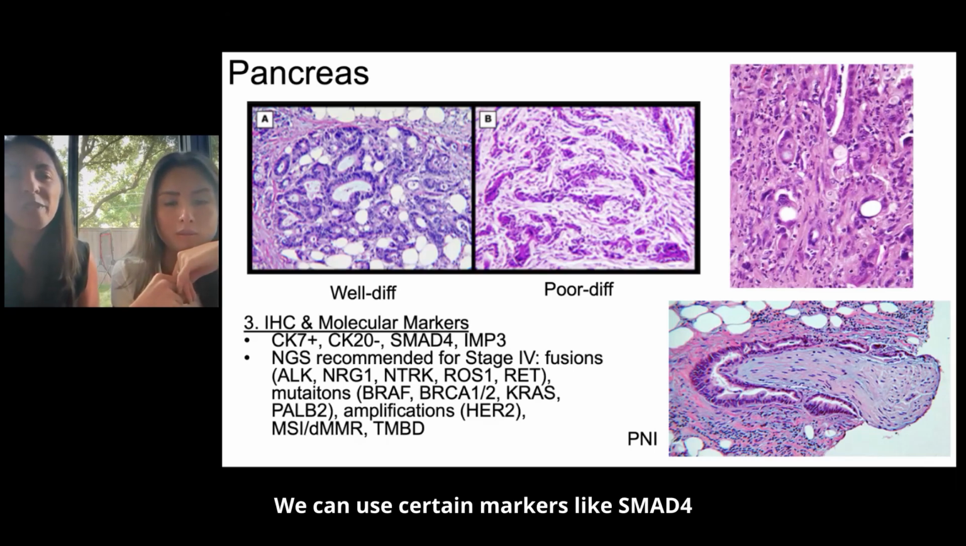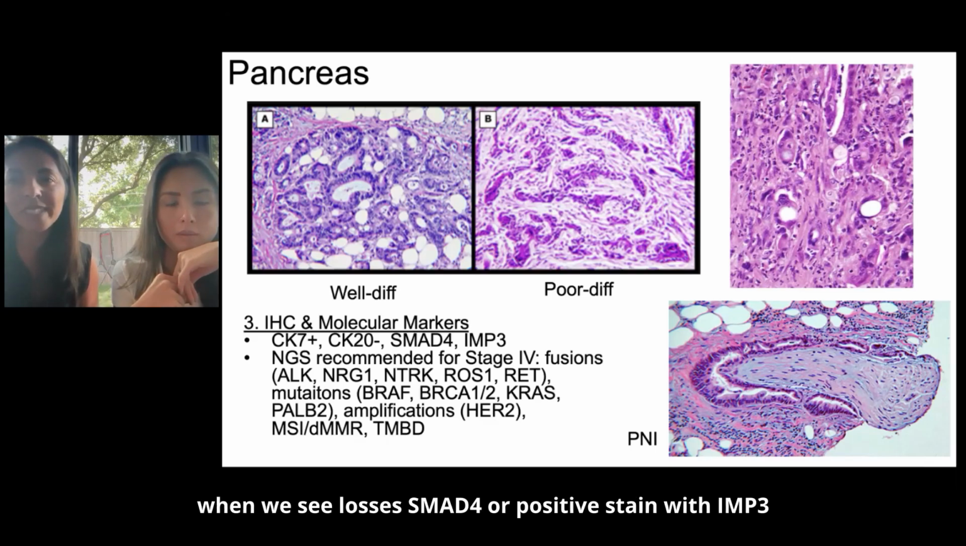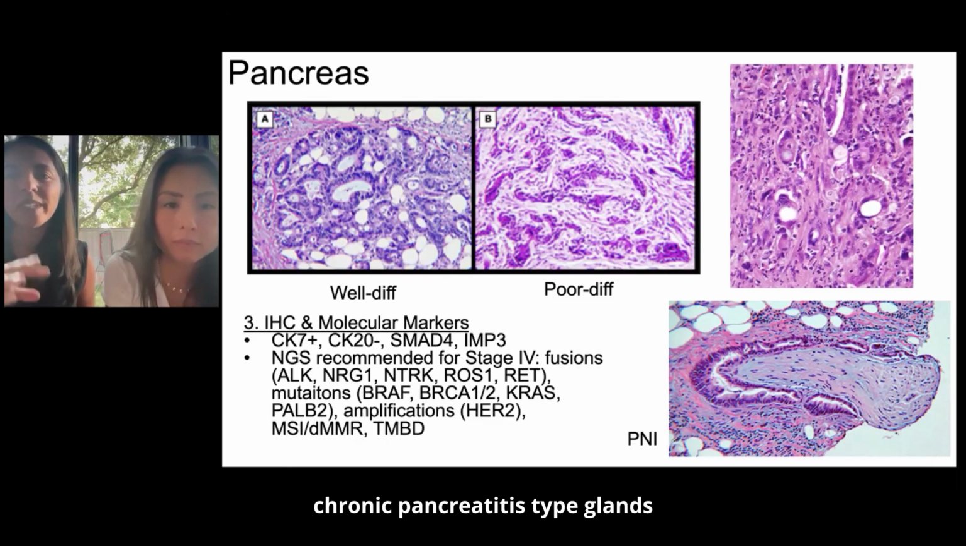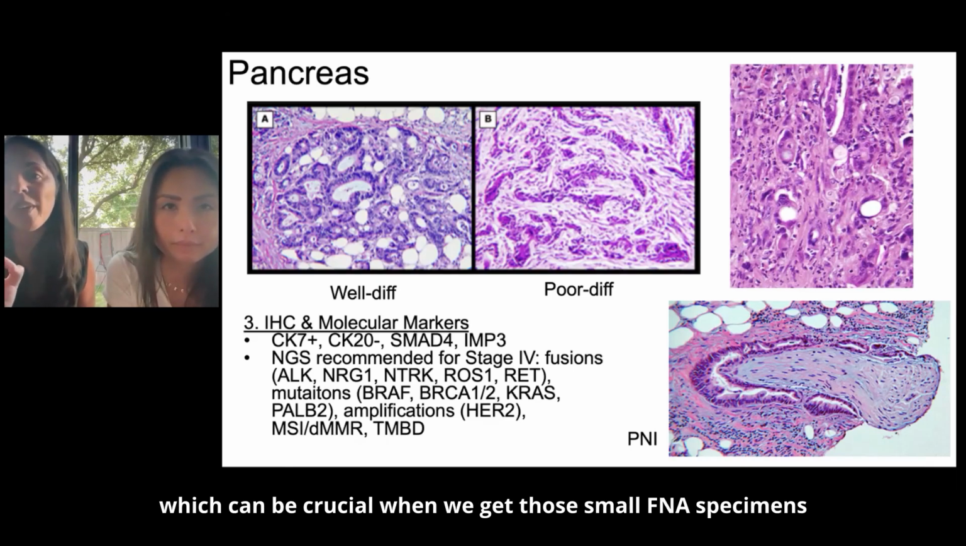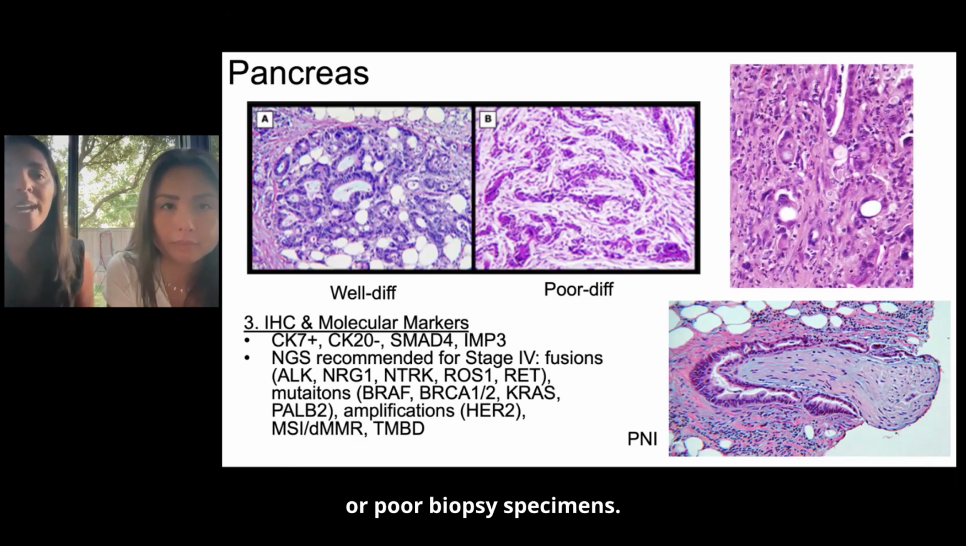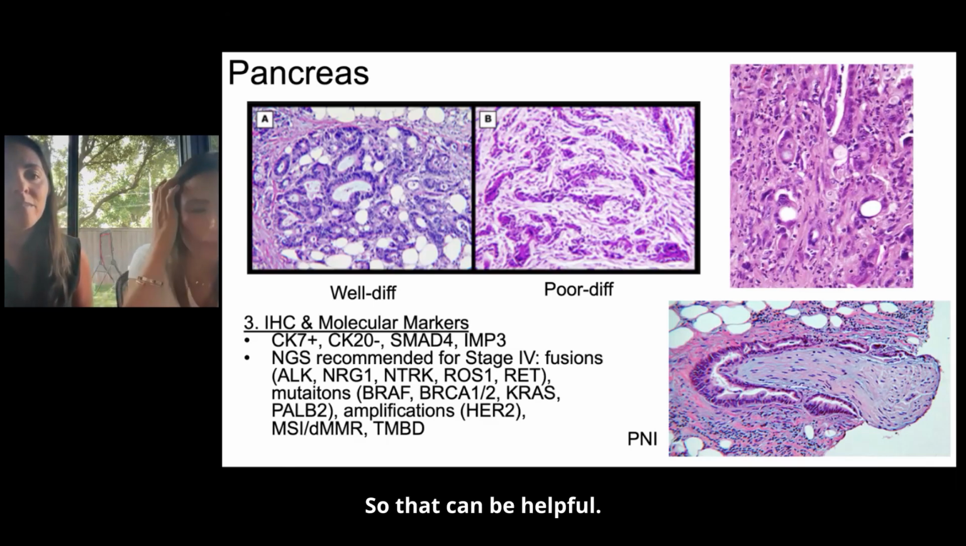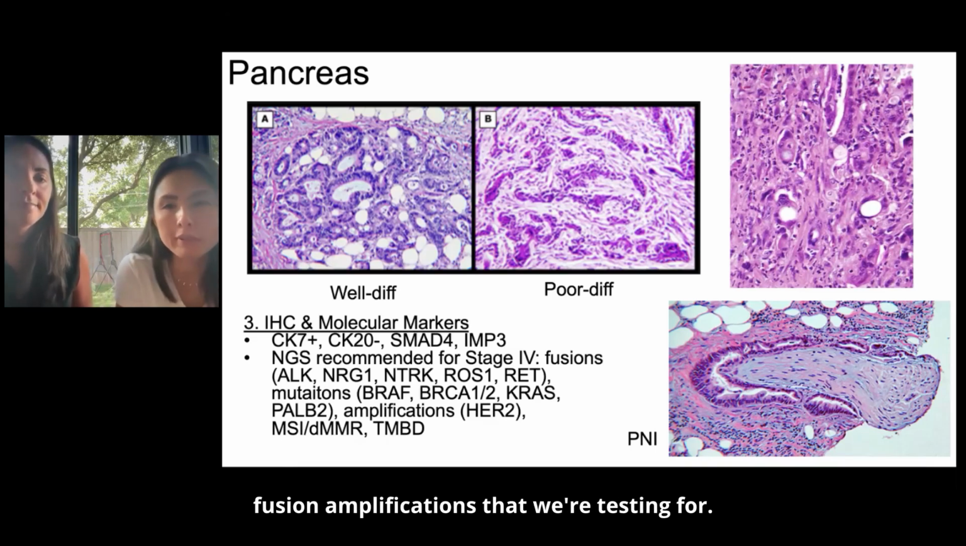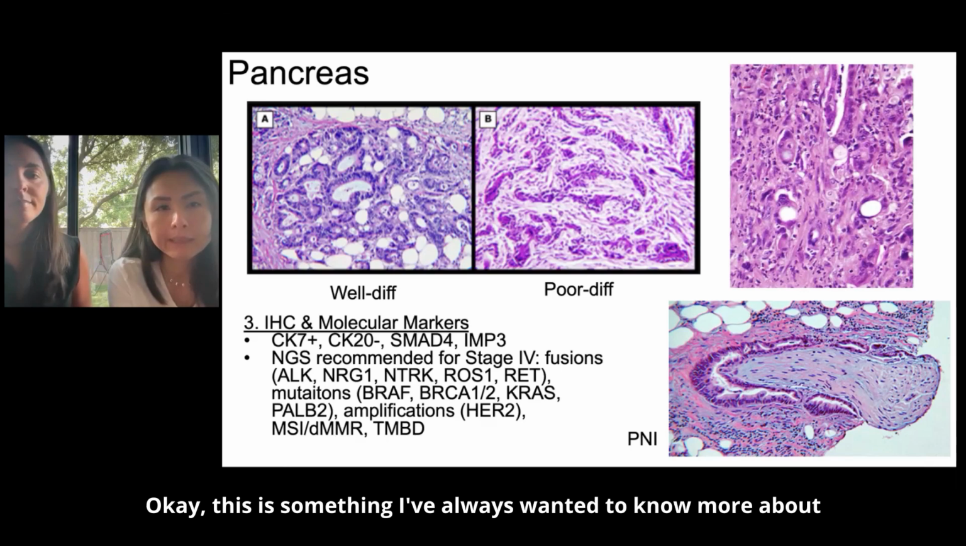We can use certain markers like SMAD4, when we see loss of SMAD4, or positive staining with IMP3, that can help us distinguish reactive chronic pancreatitis type glands from invasive adenocarcinomas, which can be crucial when we get those small FNA specimens or core biopsy specimens. So that can be helpful. And I just listed here for stage 4, these patients are all recommended to get NGS, and there's a large range of mutations, fusions, and amplifications that we're testing for.